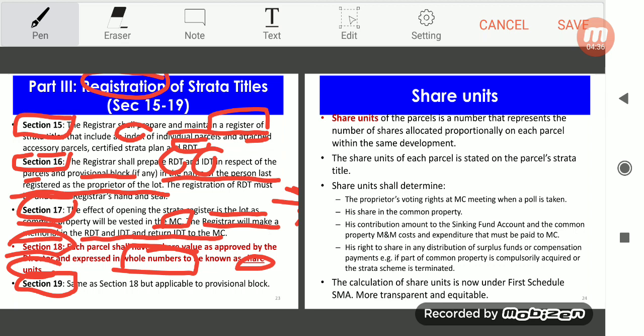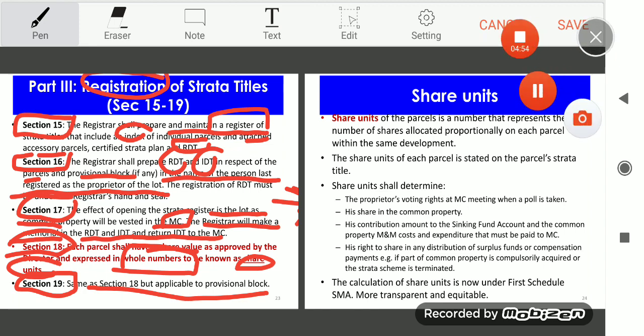Now, section 19 is similar to section 18 regarding share units, but this applies to provisional block, meaning even though the block has not been constructed yet, the provisional block can be assigned share values. Okay, so I'll stop here for a moment.